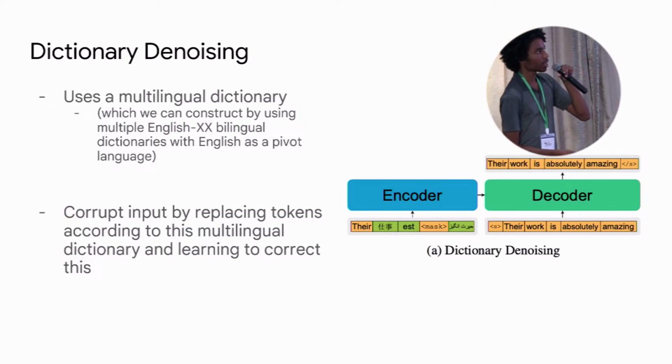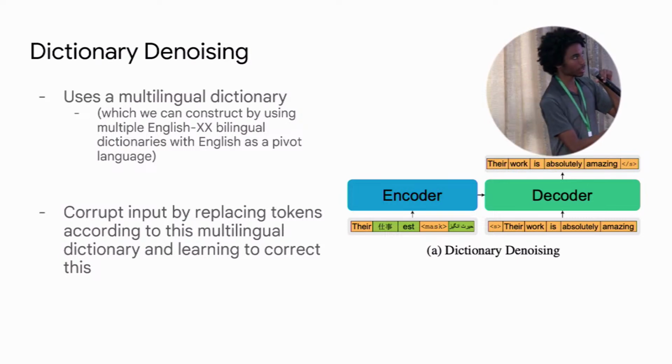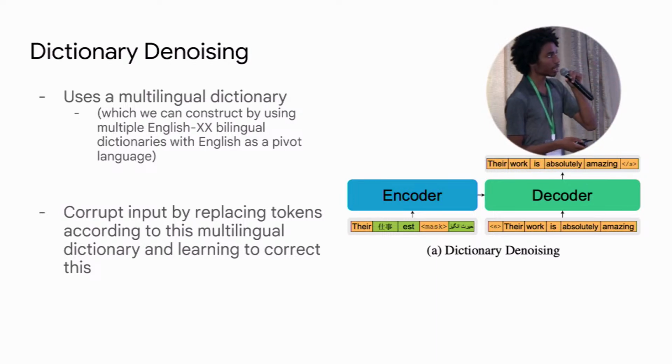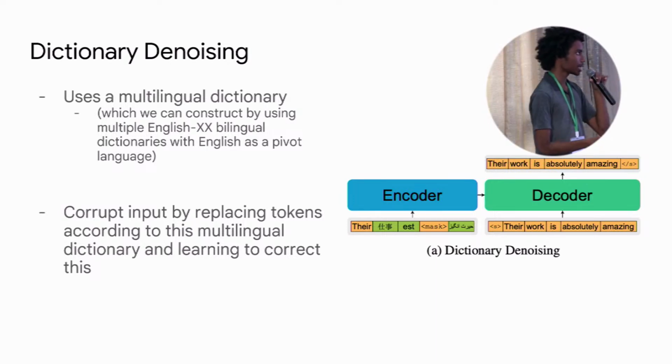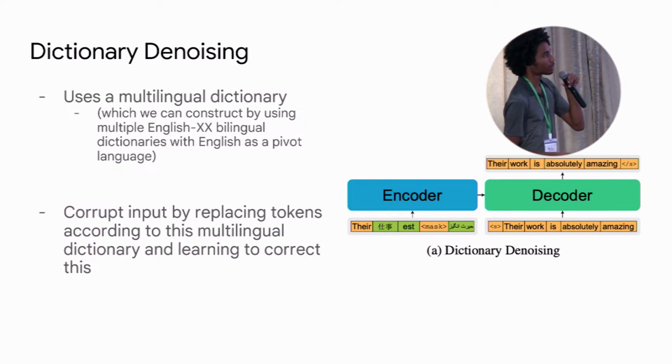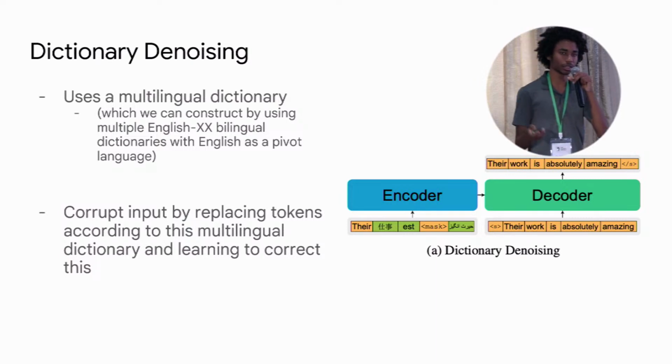So here, when we do dictionary denoising, we take the original sentence, "their work is absolutely amazing," and then we can slot in a word in Japanese, a word in Arabic, and a word in French with some masking, and then we can use that as a training objective as well. And so this is a way of cross-lingually corrupting our input.